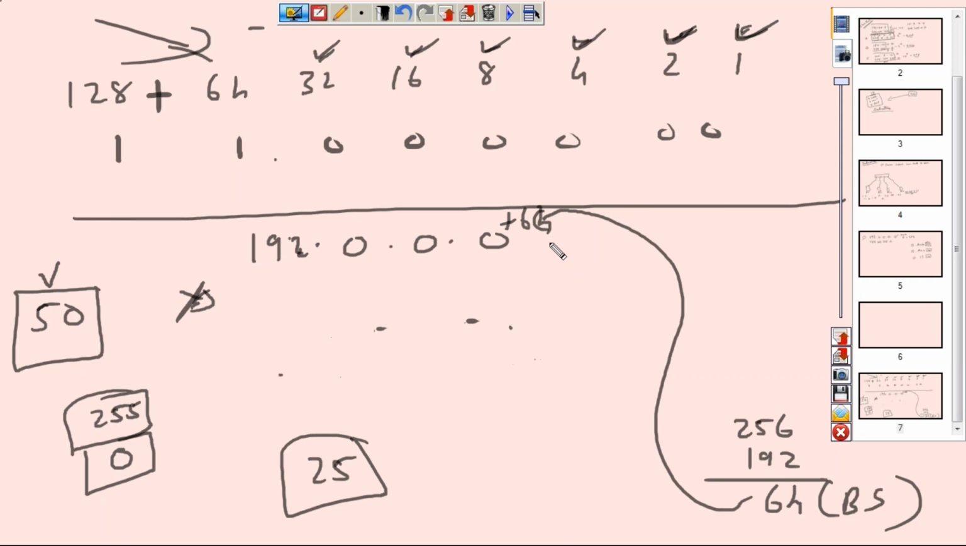65. Okay, how do you want to start counting? Do you want to start counting 1, 2, 3, 4, or do you want to start counting 0, 1, 2, 3, 4? In networking, we start from 0. So what should you get? 66. No, 65. It's 63, guys.